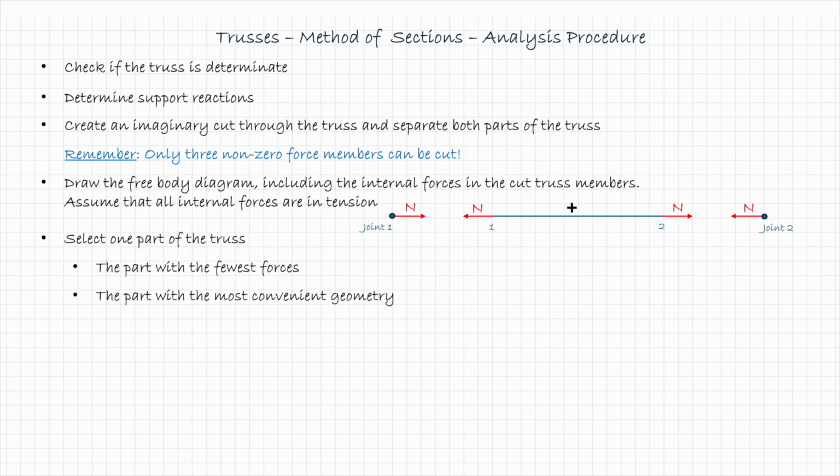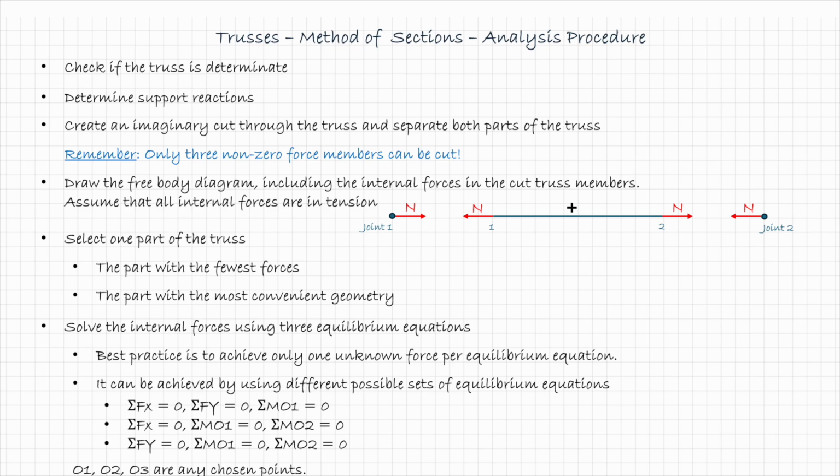We'll then select one part of the truss. We'll tend to select the easiest part to solve, so this could be the part with the fewest forces or the part with the most convenient geometry. Once we've done that, we'll solve the internal forces using 3 equilibrium equations. We'll try to achieve only one unknown force per equilibrium equation, just to make it easier for us to solve. We can do that by using a few different possible sets of equations, and I talk more about that in the lecture on the method of sections. So now that we know the procedure, let's solve the truss using the method of sections.